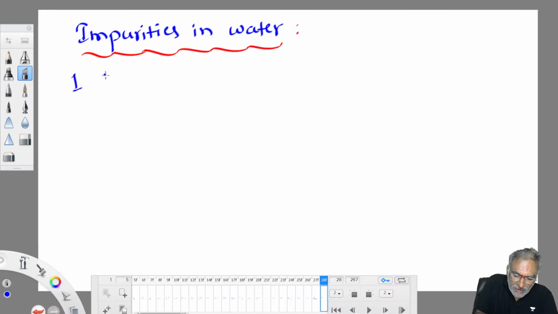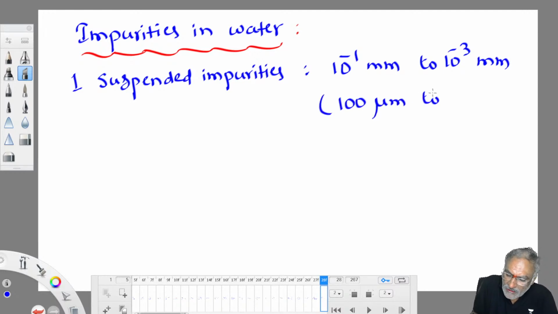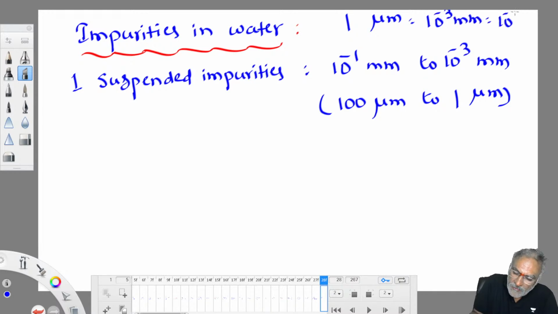One is suspended form. When the size of the impurity is anywhere between 10 power minus 1 mm to 10 power minus 3 mm, such type of impurities are called suspended impurities. Sometimes we express in microns. So 100 micron to 1 micron, they are called suspended impurities. 1 micron is equal to 10 power minus 3 mm or 10 power minus 6 meters. This is called micron, micrometer.